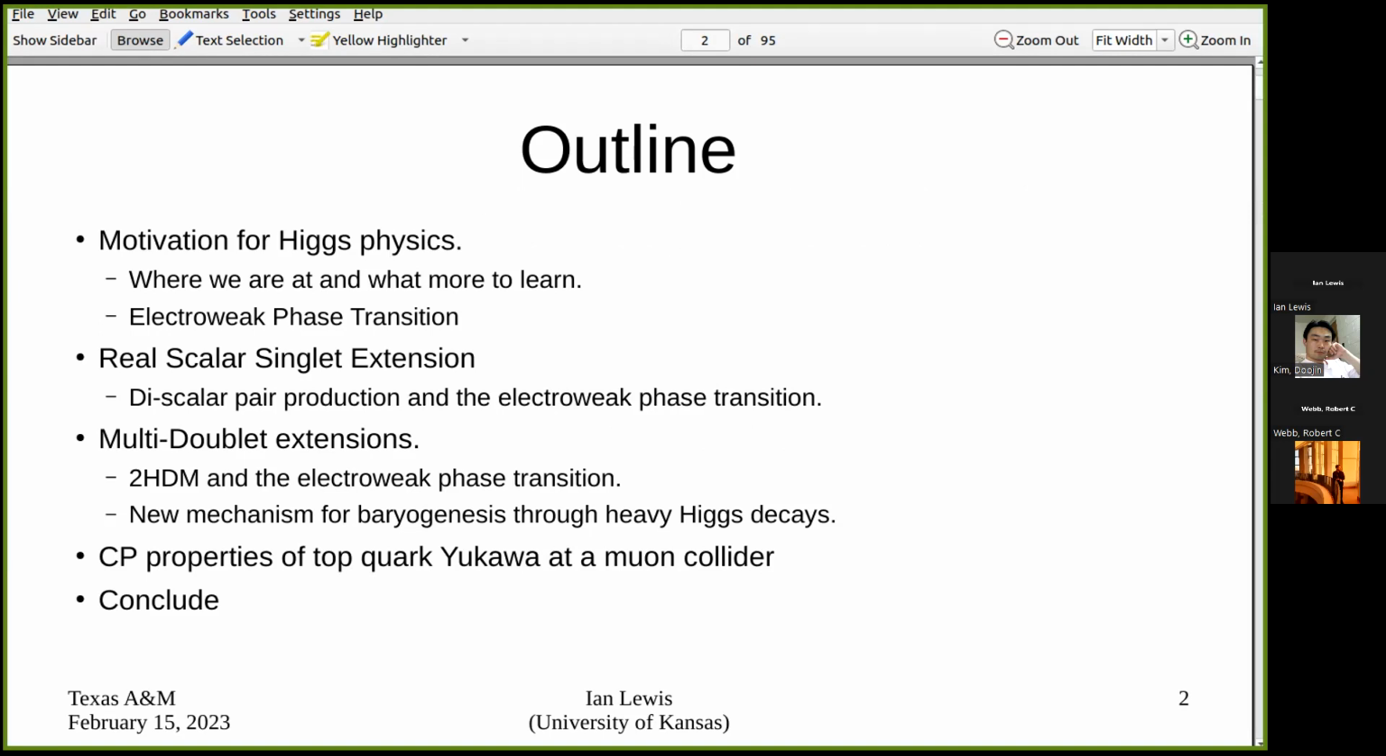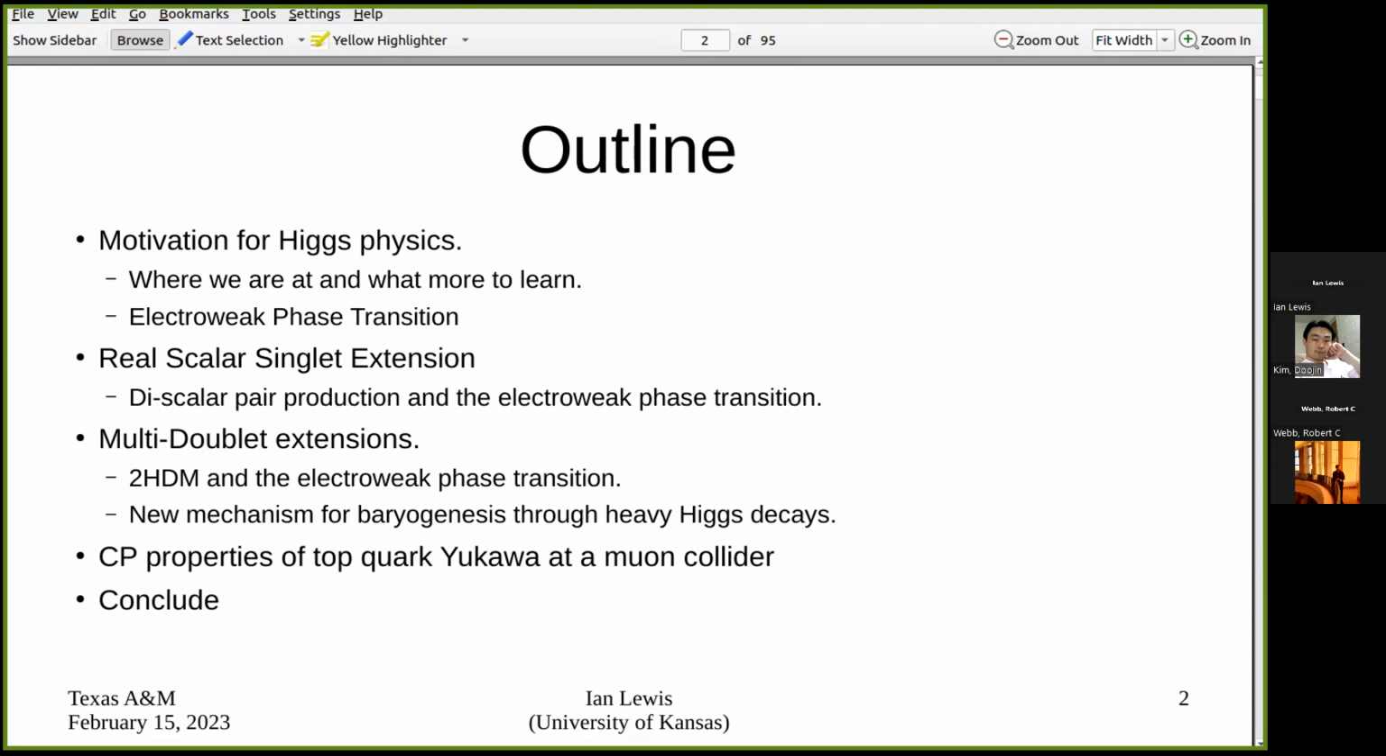Then I'll look at specific models, because once you go to colliders, it's much more useful to have specific models, since they give you something to actually go and search for. I'll talk about the real scalar singlet extension quite a bit, in particular about di-scalar production modes. This is a little bit of older work and some newer work that's not quite published yet, on areas I think we're missing in searches so far, especially as it relates to the electroweak transition. And then some caveats about how we think about scalar extensions and simplified models.